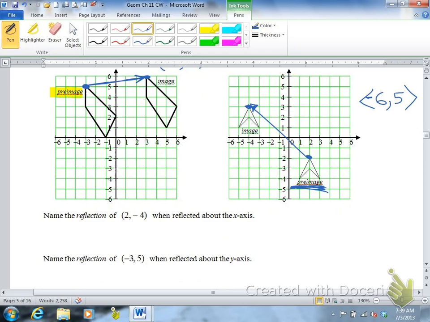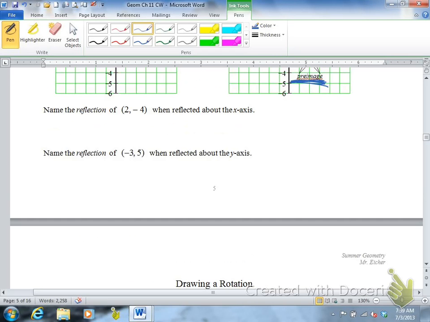Last 2 questions. The next page is on a different video. Name the reflection of (2, -4) when reflected about the x-axis. So what this means, here's the x-axis, and if you had the point (2, -4), and if you're reflecting it over the x-axis, you would be up here. So notice the x-coordinate stays the same for reflection over the x-axis, but the y changes.